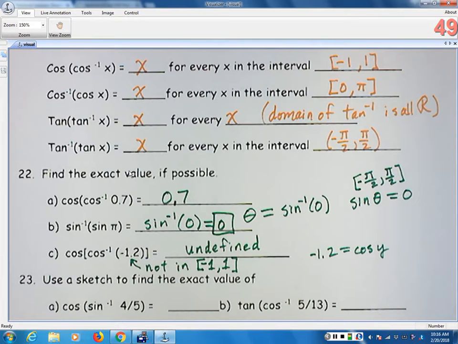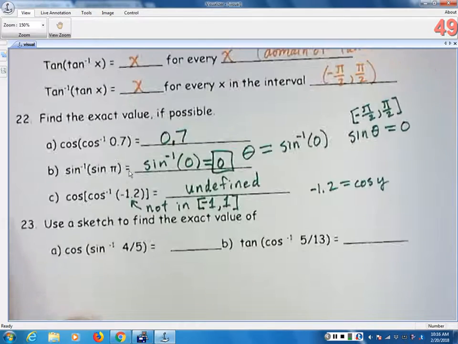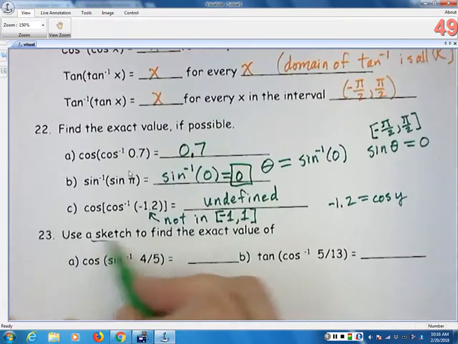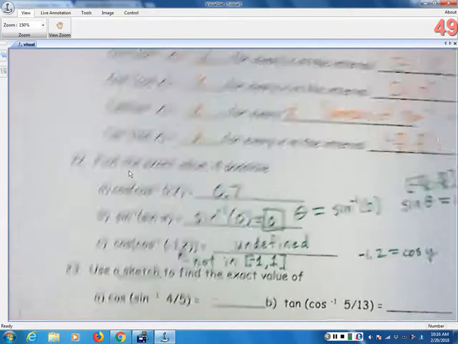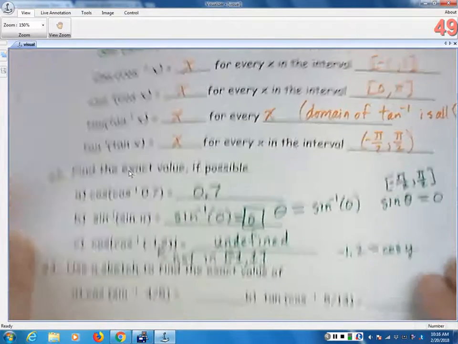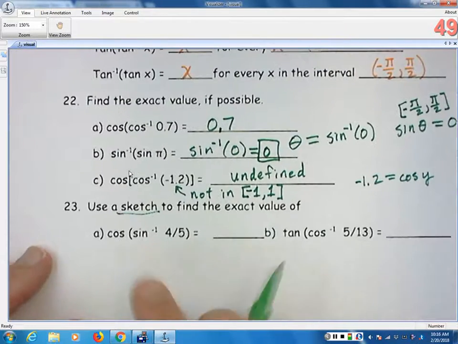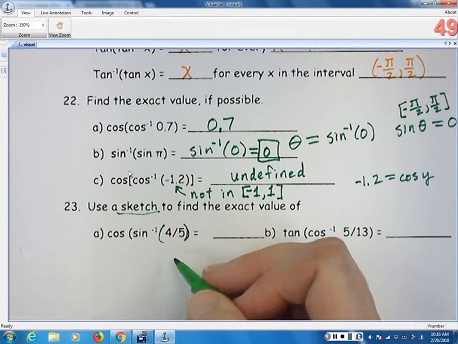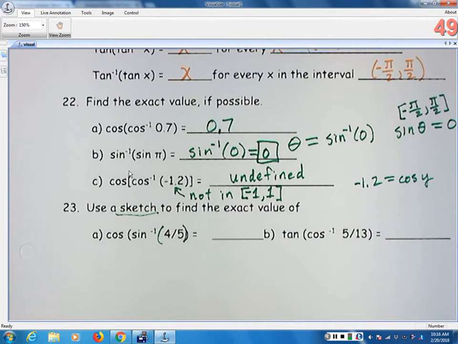And let's see, we're almost done, I think. But, okay, how do we find these? We're going to use a sketch and draw a triangle to find inverse sine of 4/5 first. This is the homework, yeah? Yeah, this is like the homework. Okay?